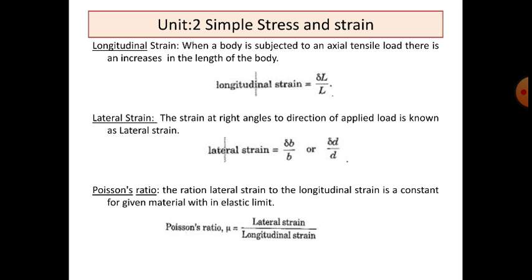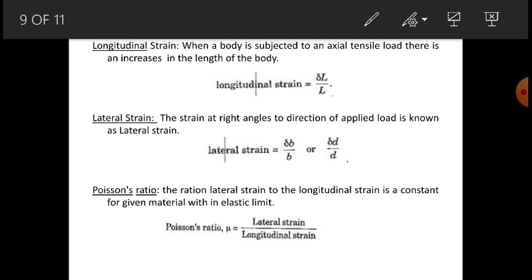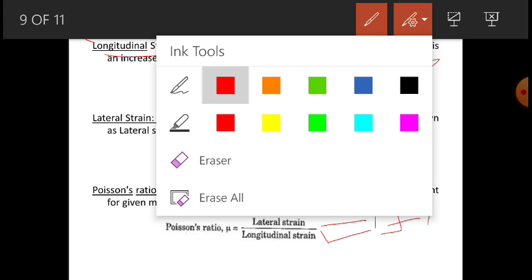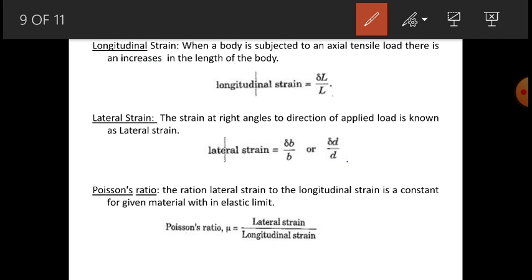Okay, next is longitudinal strain. This is something different. When a body is subjected to an axial tensile load, there is an increase in the length of the body. That increase is along the longitudinal direction of that body, so it is called longitudinal strain. The increase in the body length is along the longitudinal direction, right? So the strain is called longitudinal strain.